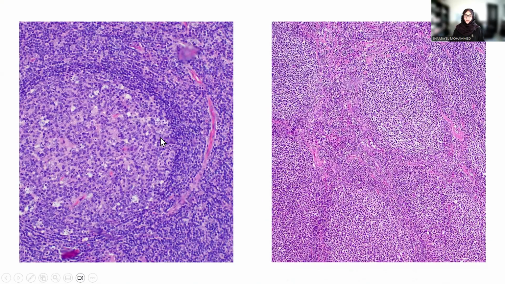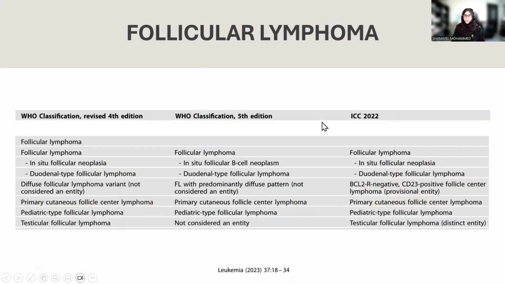Now here, let's compare a reactive germinal center over here. You can see here all the polymorphous lymphoid infiltrate. In a reactive germinal center, you have centrocytes, centroblasts, immunoblasts, follicular dendritic cells, tingible body macrophages, and then it is surrounded by a mantle zone. However, in a follicular lymphoma, we call this pattern naked follicles. So you don't have the mantle zone around them, and then it is just a monotonous proliferation of small to medium-sized lymphoid cells. And now there have been some changes in the WHO 5th edition for the follicular lymphomas.